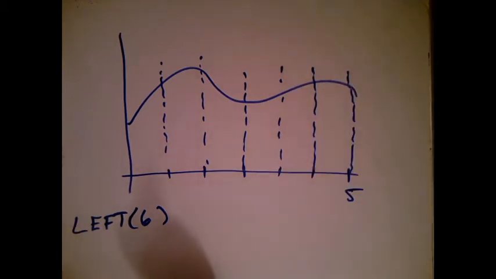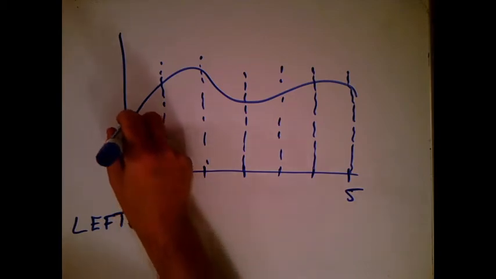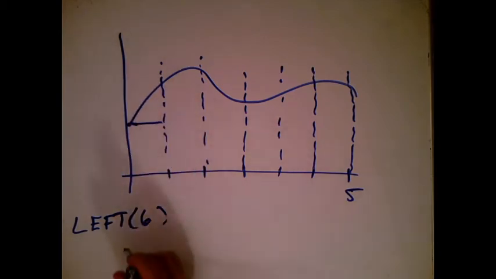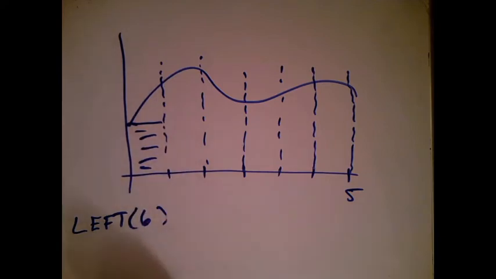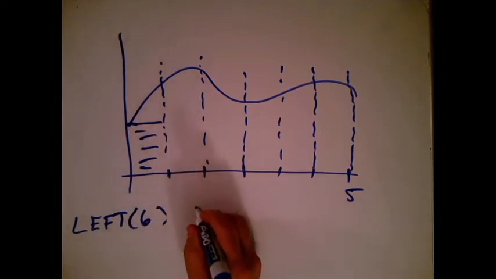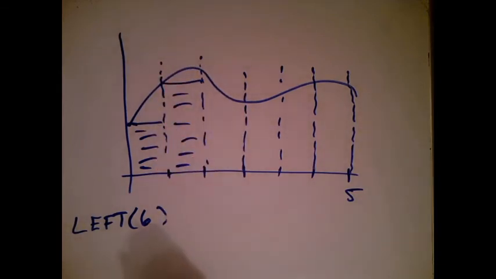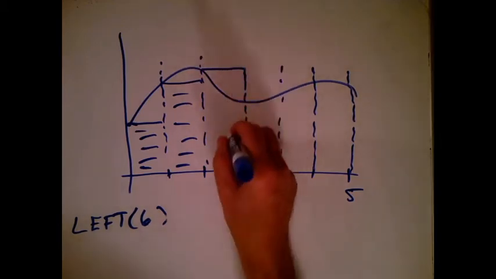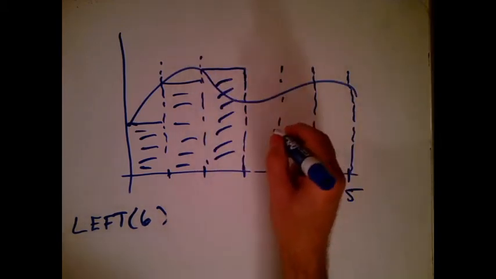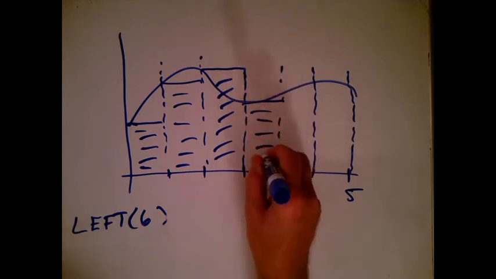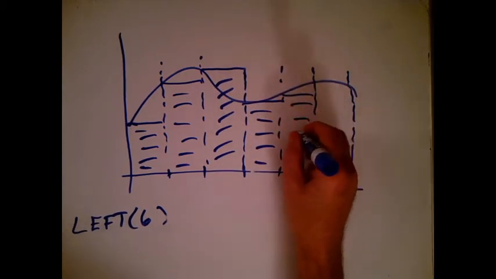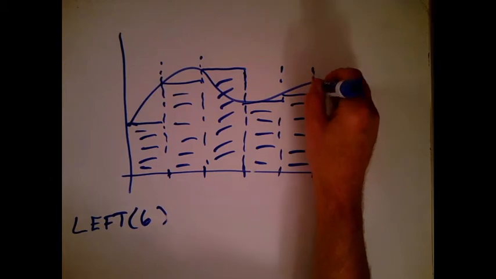Here we go. If I want to go left 6, what I need to do is go to each little interval, go to the left end point, go up to the graph, and draw the top. So this is the first rectangle I get for left 6. A second rectangle, I go to the second interval, go to the left end point, go up to the graph, top to top, like that. And then like this, and like this, and like this, and like this.